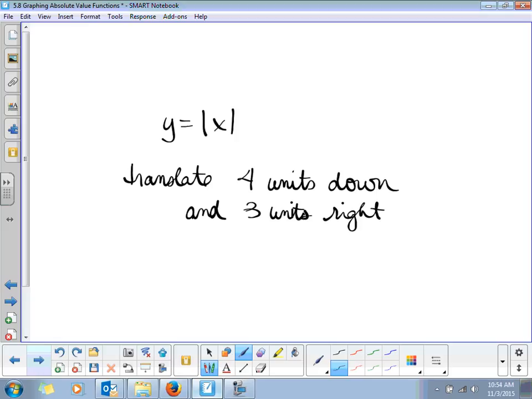Y equals the absolute value of x minus 3, and then minus 4. Very good. So here, this is the translation down, and this is the translation to the right. So it's minus when it goes to the right. Yes. The horizontal shifts, they're the opposite. Right? Are there any questions?